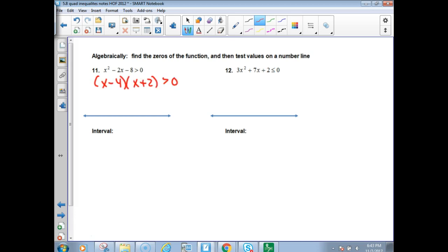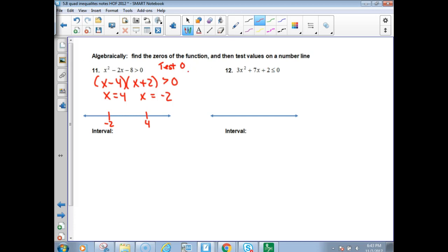And then finding the two zeros, if you will. I'm not saying these are solutions. These are just boundary numbers. So it's either between -2 and 4, or it's from -infinity up to -2 and from 4 to infinity. So I'm thinking let's test something in the middle. Since 0 is between -2 and 4, I'm going to test 0 in for x.